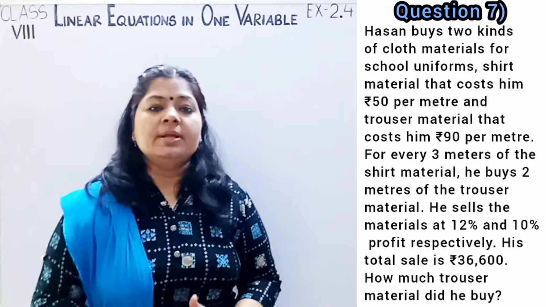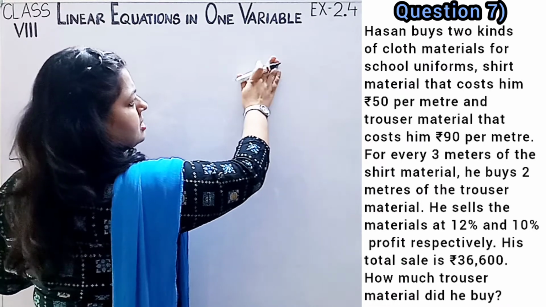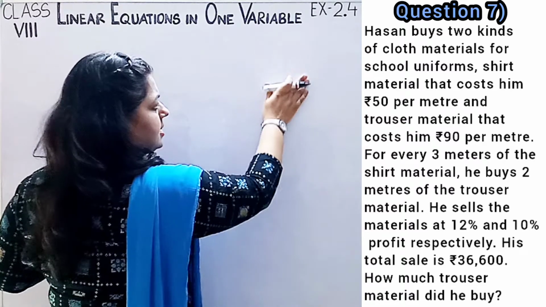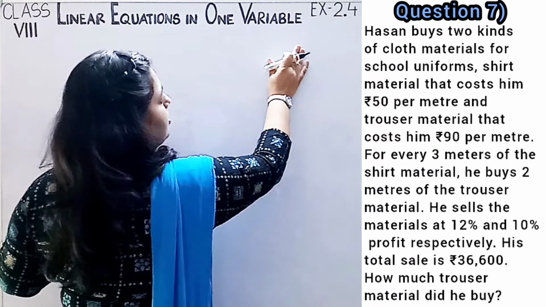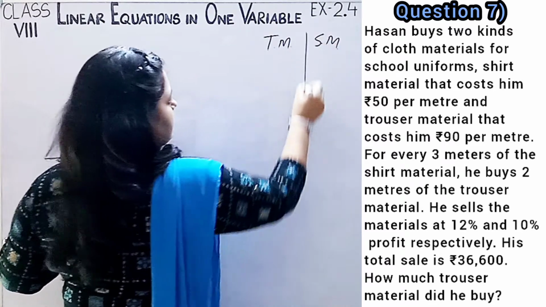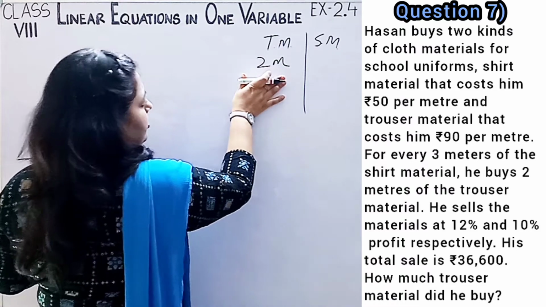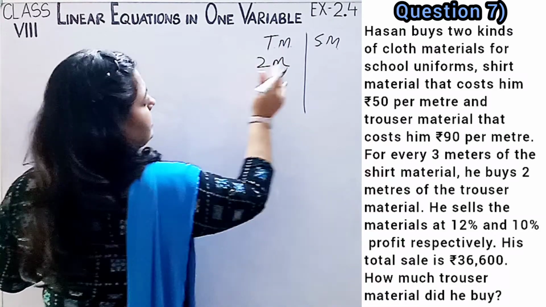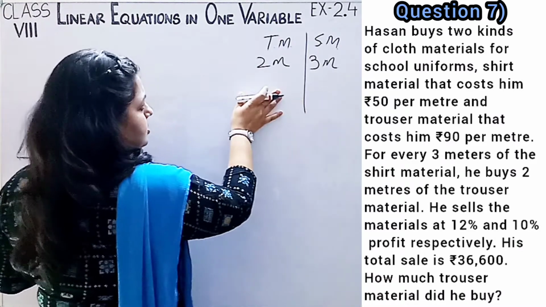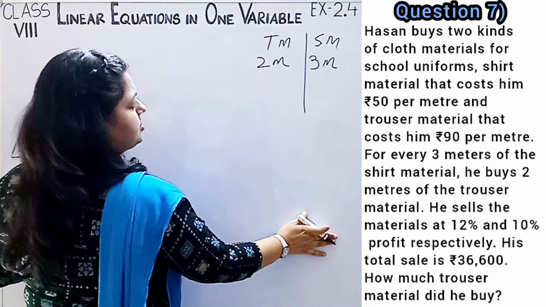Here we have to find out the length of the trouser material. In this question, Hassan bought trouser material and shirt material, but we don't know how much material he bought here. Here, if he bought 2 meter of trouser material, then he bought 3 meter of shirt material. So here we have to find out the trouser material he bought according to our question.